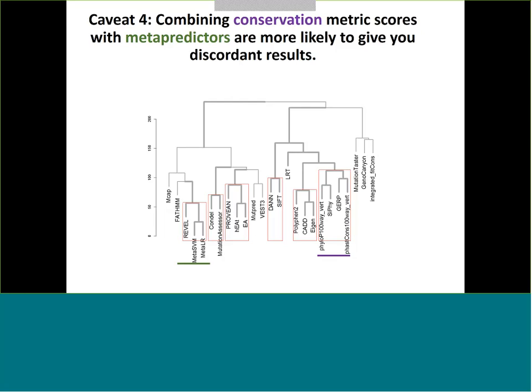So in other words, if you took an algorithm from the PhyloP cluster and combined it with REVEL, you are more likely to get discordant results than if you took something from within the same cluster. So the caveat here is that combining conservation metrics with metapredictors or other functional predictors is probably not the best idea, and you're more likely to end up with a discordant assertion. So if you go to the next slide, Jenny.